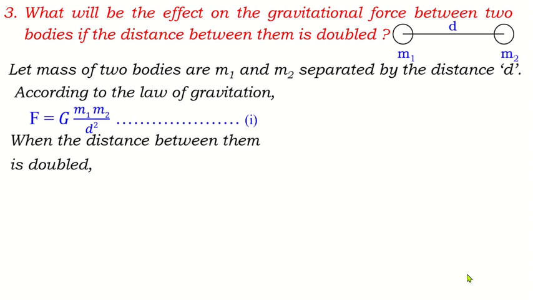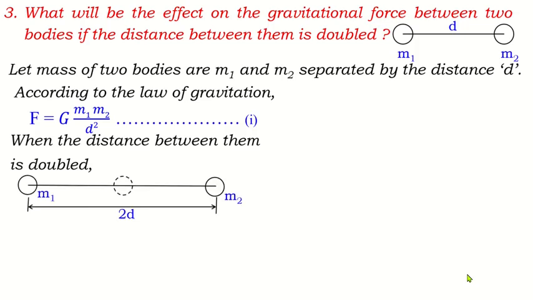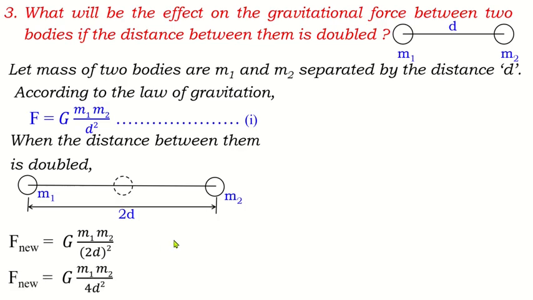Now, when the distance between them is doubled, it can be represented diagrammatically like this. I want to tell you again that diagrammatic representation is not necessary in the examination. This is just for you. I want to make you very clear about this. Okay, m1 and m2, the distance is no more d, it is now 2d. The distance is doubled. Now what will be the effect on the gravitational force? Now the new gravitational force will be m1 same, m2 same, distance is 2d and it is squared. It means F new equal to G m1 m2 by 4d square.